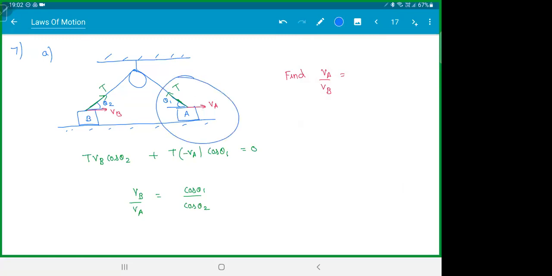This thing can be written as TVA cos 180 minus theta. Remember, angle between two vectors is tail to tail. Should actually take 180 minus theta 1. Or you can simply write VA backward, minus VA, and then say angle between T and minus VA is theta 1. Same thing. You'll just get a minus sign there. Easy one.